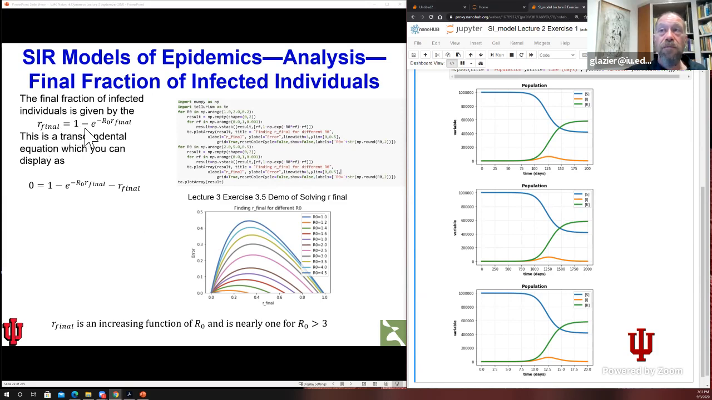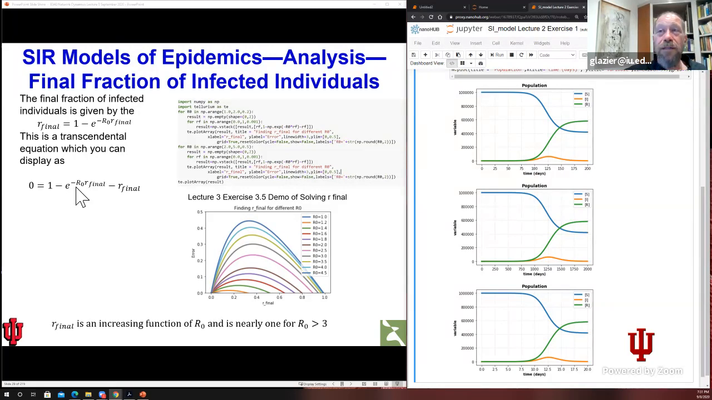R final equals 1 minus e to the minus R naught R final is equivalent to saying 0 is equal to 1 minus... Have people done that? Have people tried to solve equations this way? This is a standard numerical technique. And it's actually a nice homework problem. There are a lot of nice homework problems. I'm not going to expect you to do all those nice homework problems and come up with a project for next week. But these are suggestions.